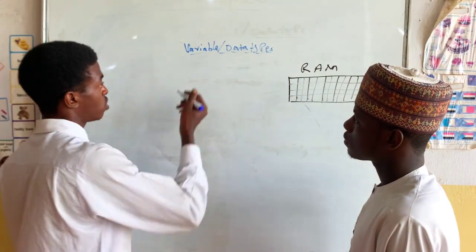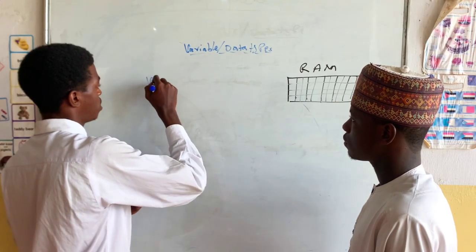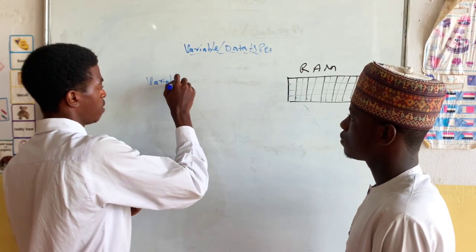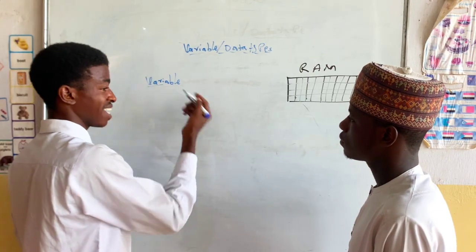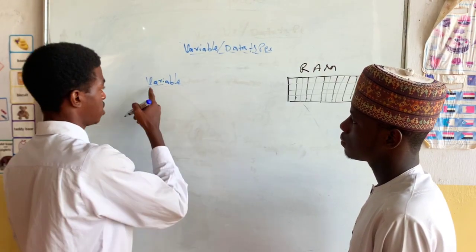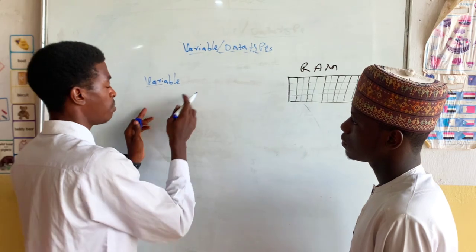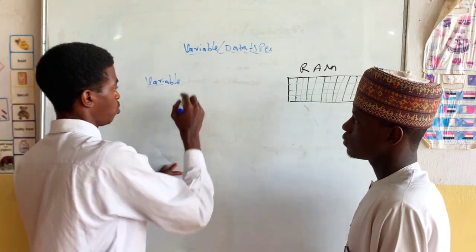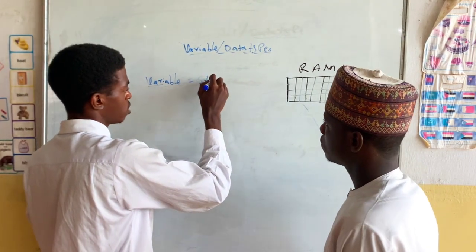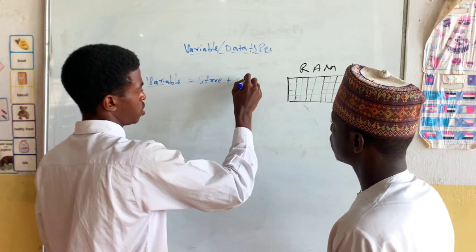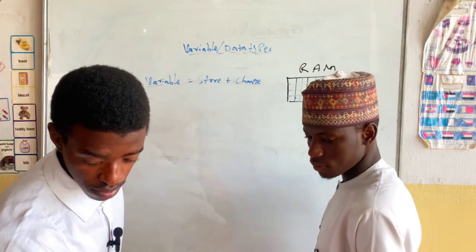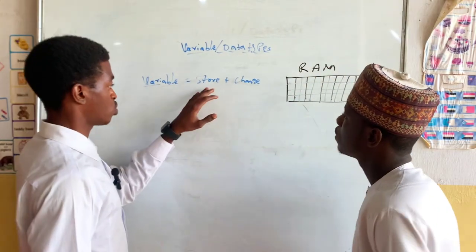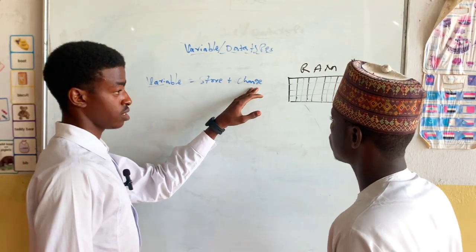Well, first of all, we're going to learn about this term called variable. Variable: vary means change, able means I can. Do you understand? Vary means change, able means I can change. So variable means store plus change. That's what variable means in programming. Variable means you can store something and later on change it.